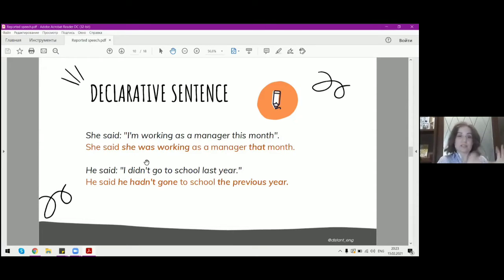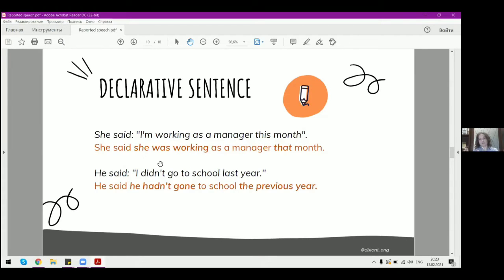There is present simple, there is past simple, and there is the pastest time of all, because past simple can be changed into past perfect and past perfect will remain past perfect as well, because there is no past perfect continuous beyond that in English grammar. Thank God, only 16 tenses, right? So he said he didn't go with past simple. We are transforming it into past perfect. He hadn't gone to school last year. There is not such a great difference, yeah, last year, previous year, but still it must be transformed. The previous year.